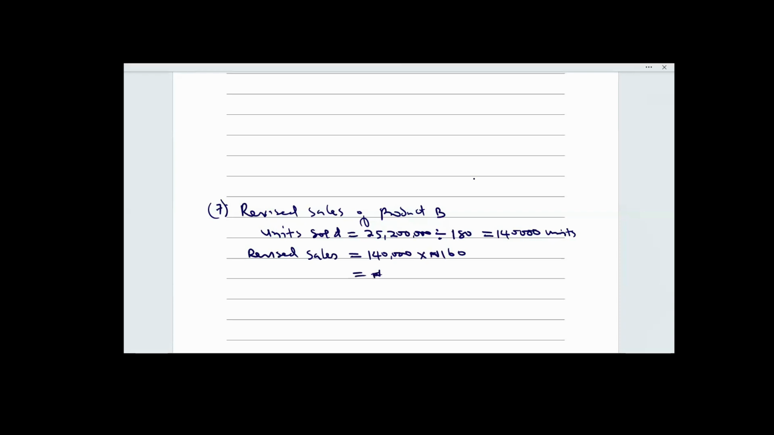22,400,000. Please, you have to be very careful. Remember, our figures are in thousands. So it is 22,400. Figures are in thousands. So if that is the case, let's go and post 22,400. Add it up to 8,400. What do you get? That's 30,800.